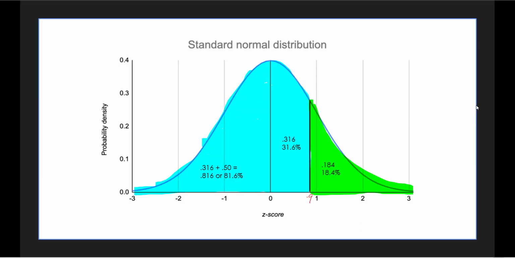And so, again, graphically, this is what it looks like. Here's our 18.4% highlighted in green. Our 31.6%, or 0.316, is between this midline here and our score. And if we wanted to know the total percentage of scores that are below ours, we just have to add that 50% from the cases that are below this midline.